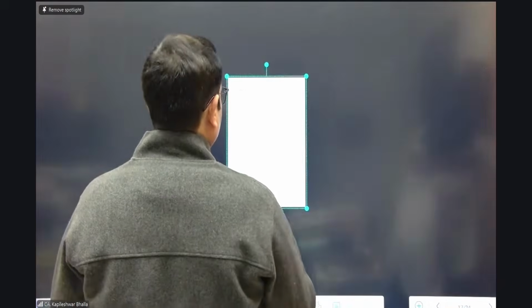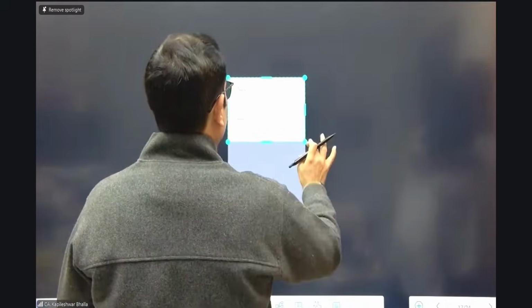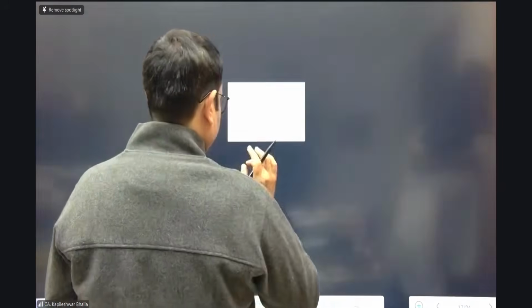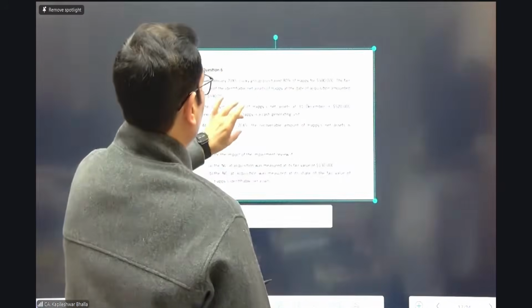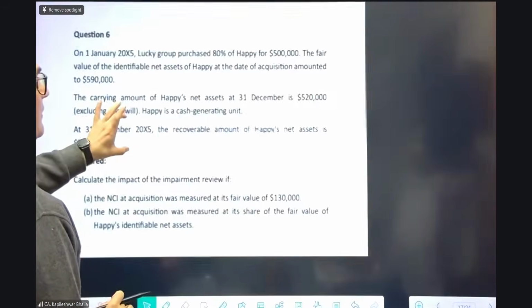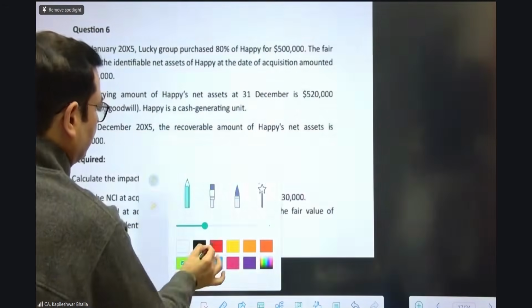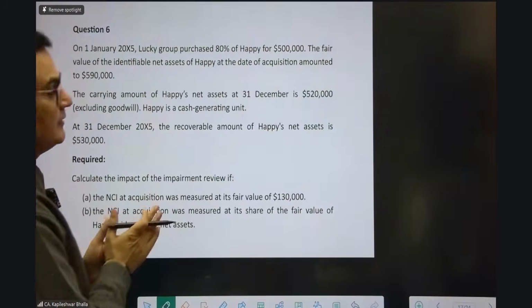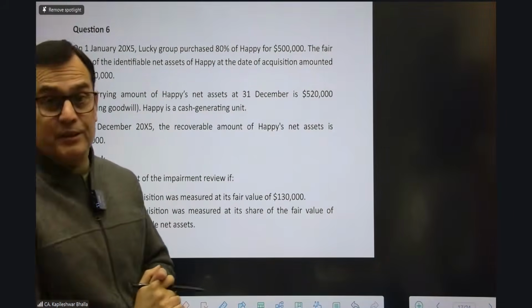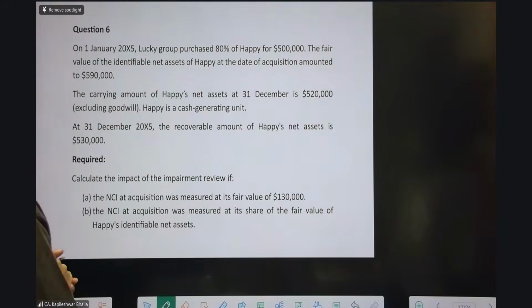Yes, I think that combines the aspect of Ind AS 103 and the aspect of Ind AS 36 both into account. So let's have a look at this. I think this should be visibly clear. Okay, so let's have a look at question number 6.